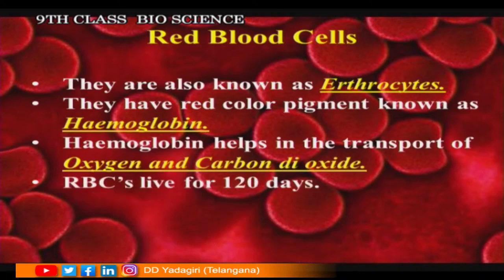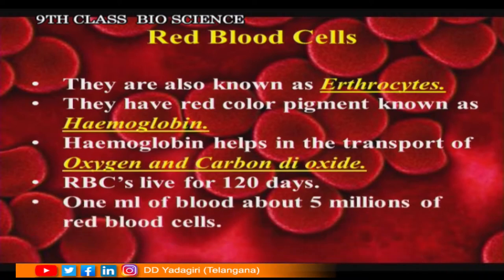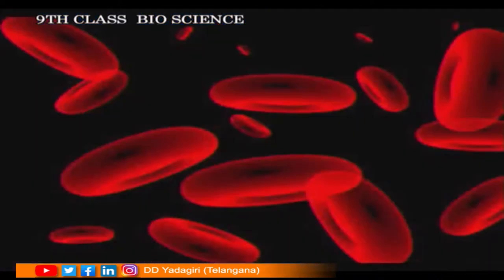Then how many days is it living, children? Erythrocytes live for 120 days. Children, 1 ml of blood contains 5 million red blood cells. So these are all the different minute red blood cells or erythrocytes which you are seeing on the screen.